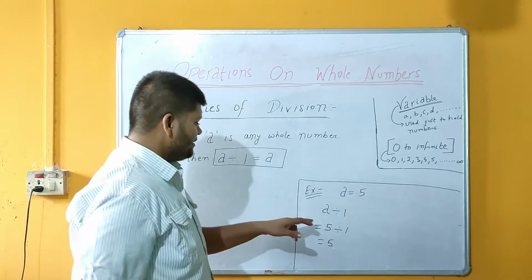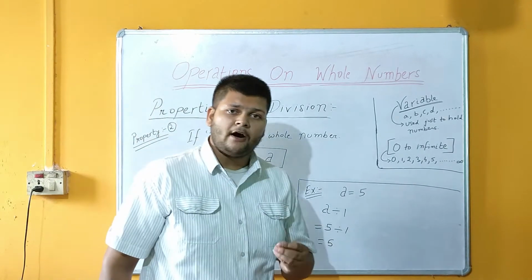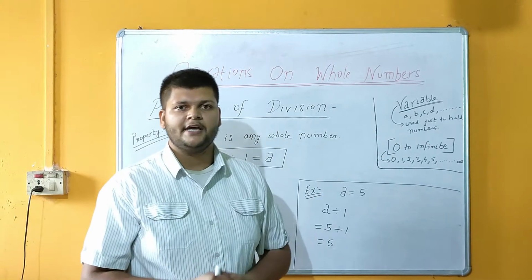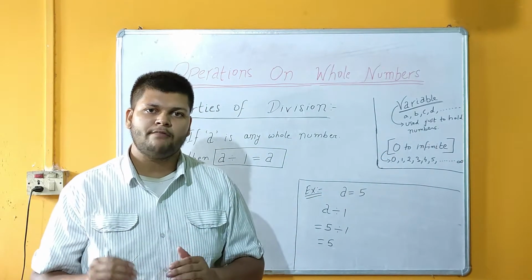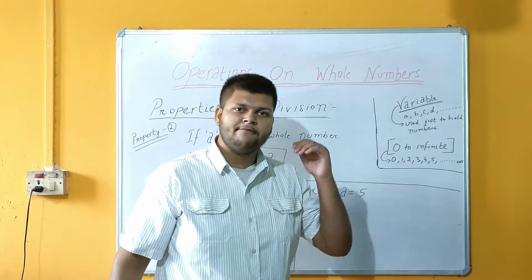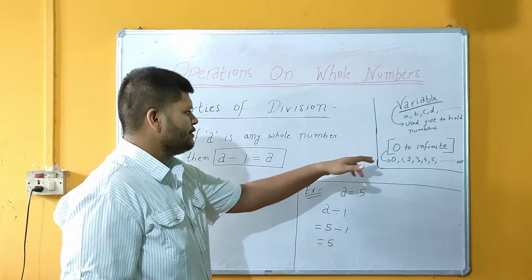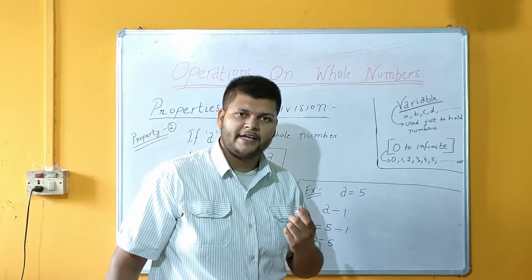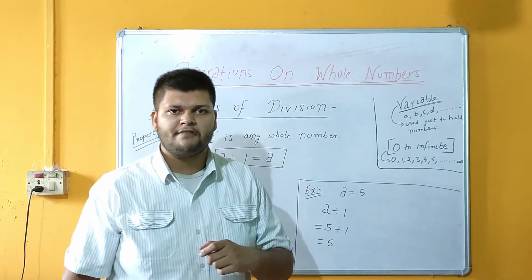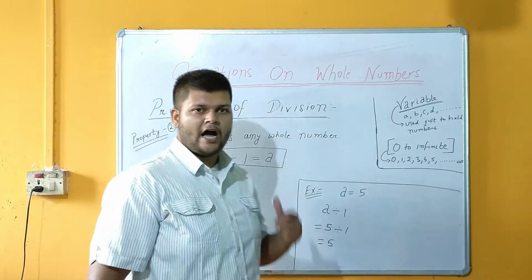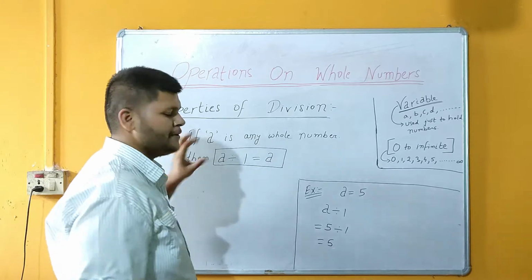Instead of 5, you can pick up any value out of this range, that is 0 to infinity, and try to divide that value by 1, you will get the same value. For example, if you are taking the value for A as 6 and you try to divide that 6 by 1, you will get the result as 6 only. I hope you are clear about this property too.